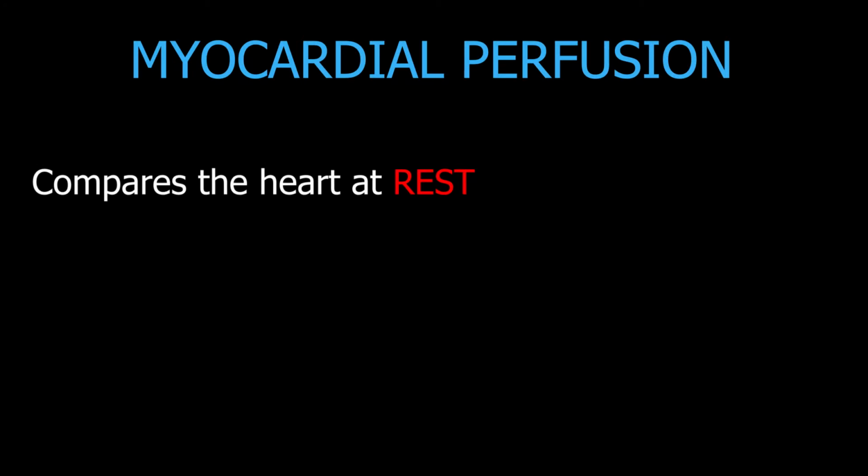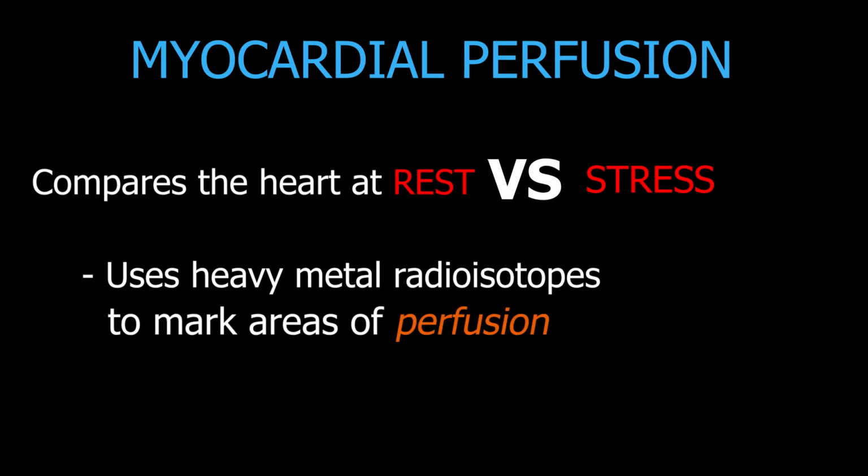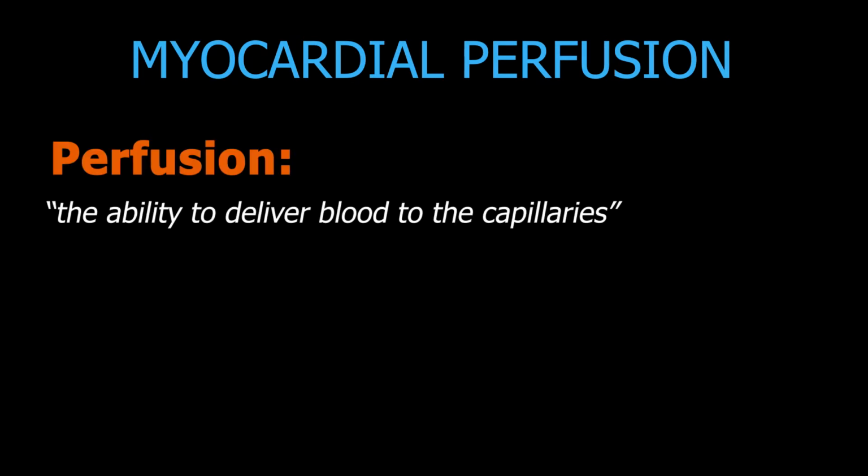Now we have myocardial perfusion imaging. It's an imaging that compares the heart at rest and the heart at stress. Myocardial perfusion imaging uses heavy element radioisotopes to mark areas of the myocardial perfusion. Perfusion is the ability to deliver blood to capillaries.